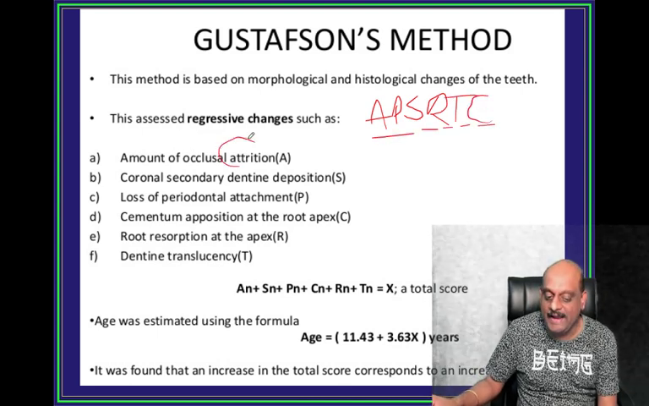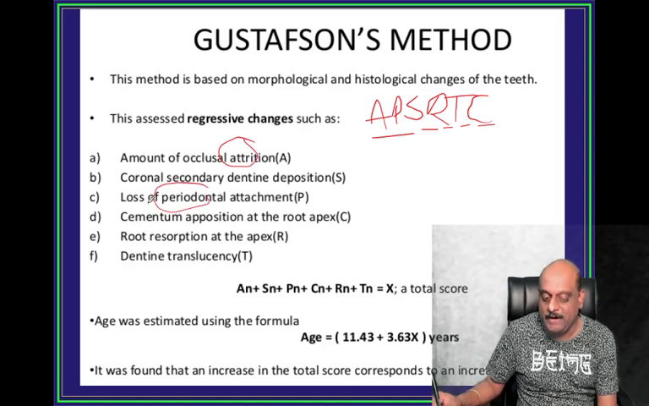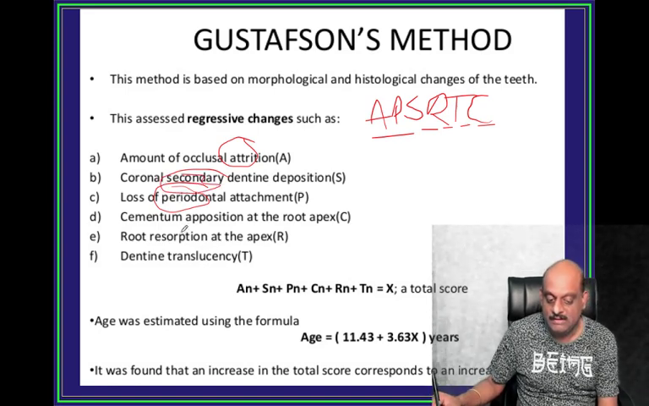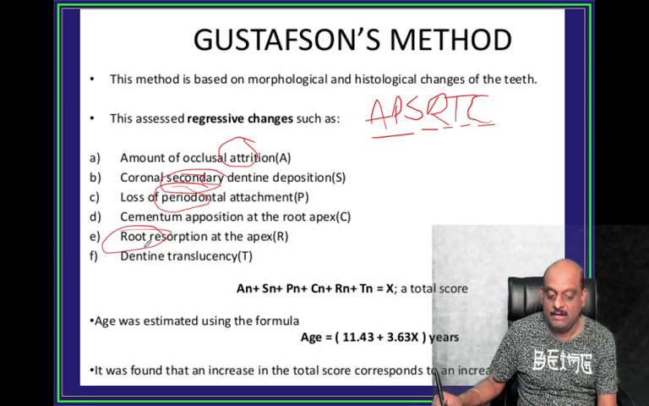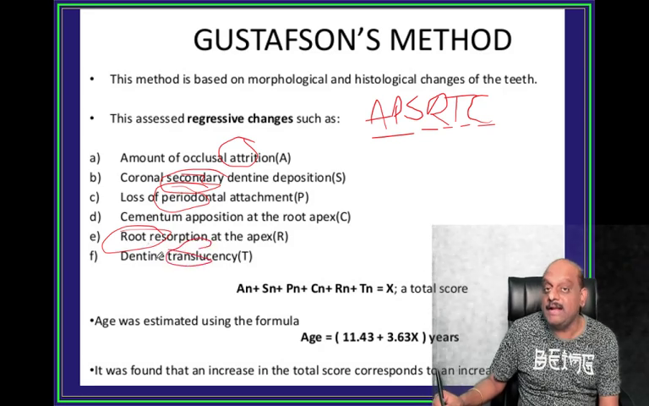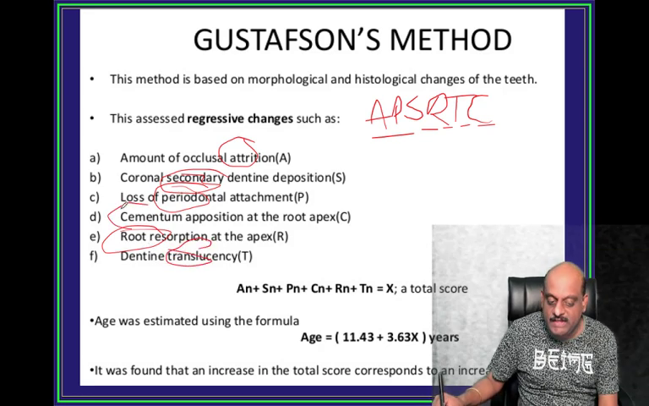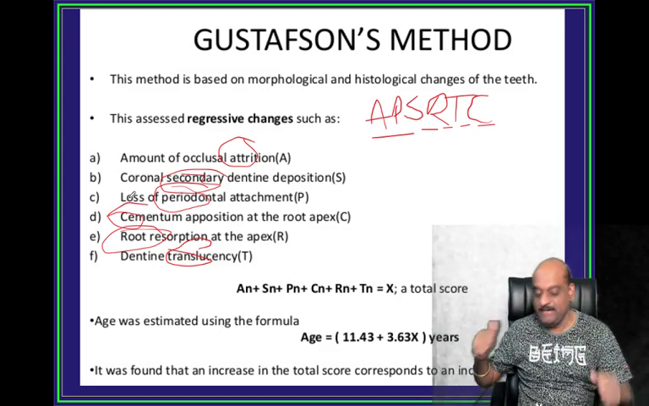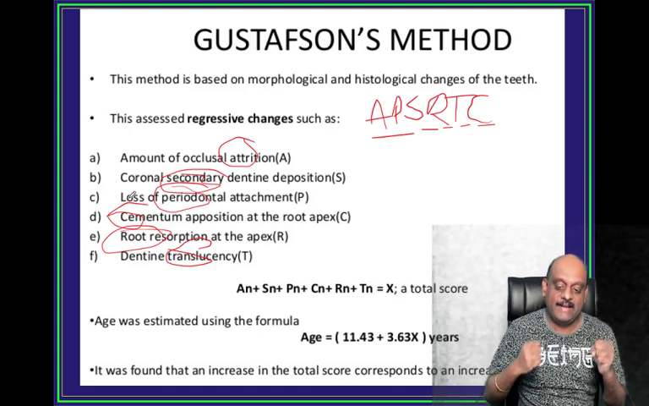A is attrition, P is periodontal attachment loss, S is secondary dentine deposition, R is root resorption, T is dentine translucency, C is cementum. Whatever. Excellent, excellent. APSRTC.